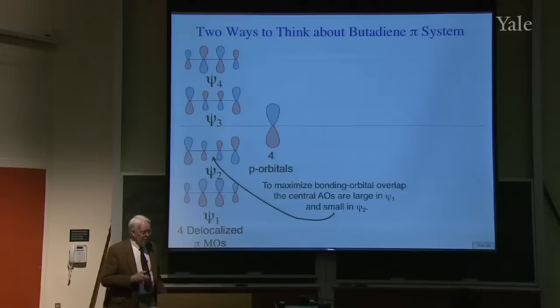Okay, notice incidentally that psi 3 and psi 4 turn out not to be as good as they could possibly be, but as bad as they could possibly be. Here the one that's in the middle where it's favorable is small. Here the one where it's unfavorable is large.